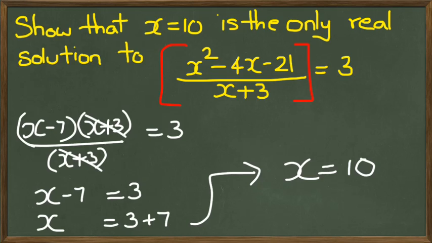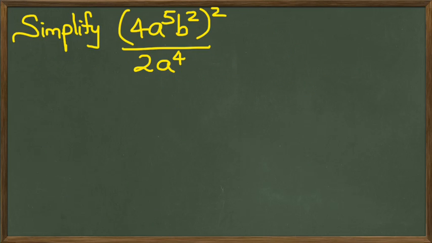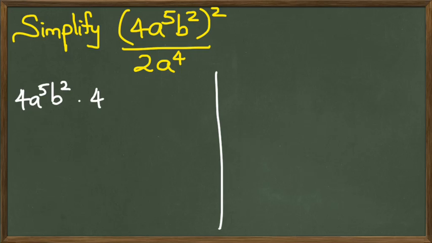Okay, going to number 8. Simplify. Now this one might be a bit tricky for you guys, but if in doubt, just expand the whole thing. You can because it's actually squared. I'll do this 2 ways. The first method, I'm going to expand it because it's squared. I'm going to write it as 4a to the power of 5 b squared multiplied by 4a to the power of 5 b squared, all divided by 2a to the power of 4.